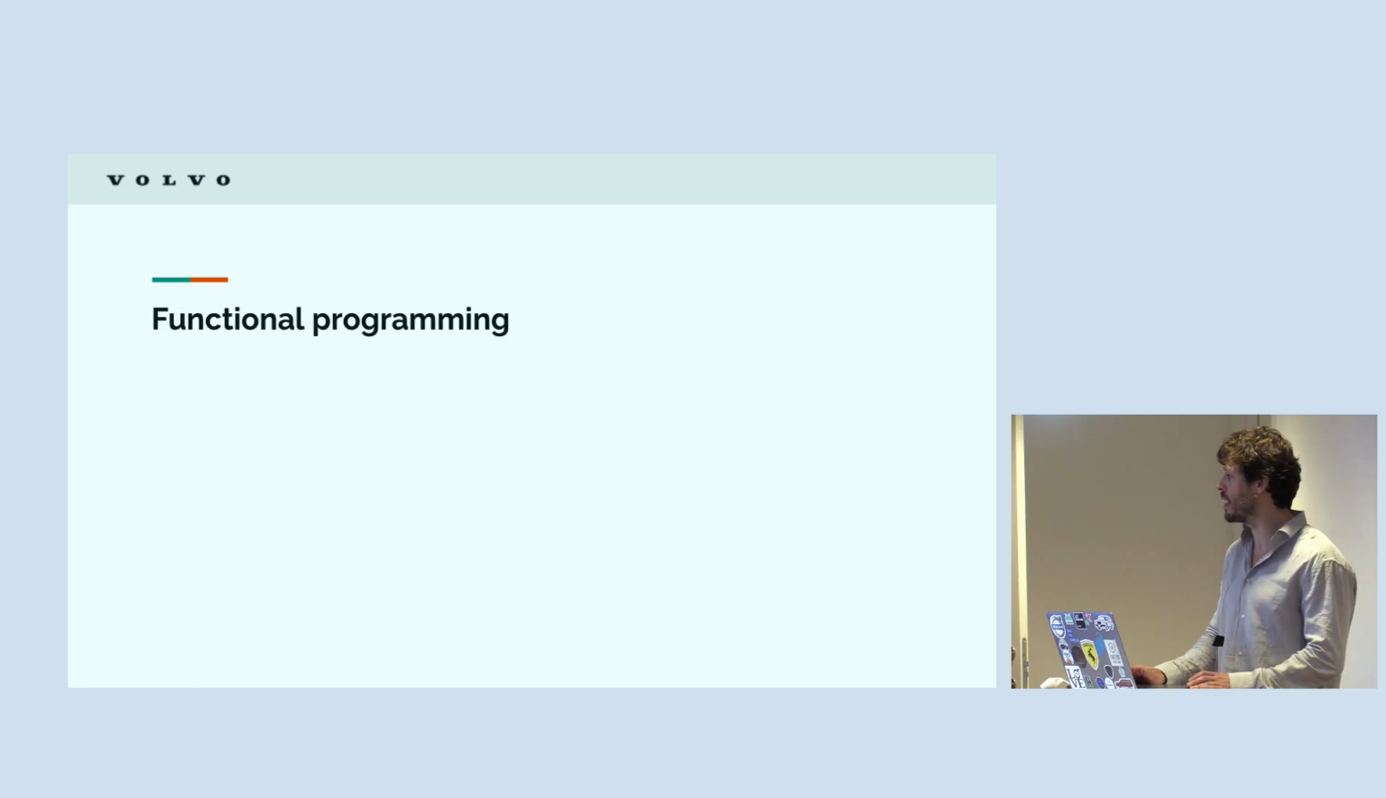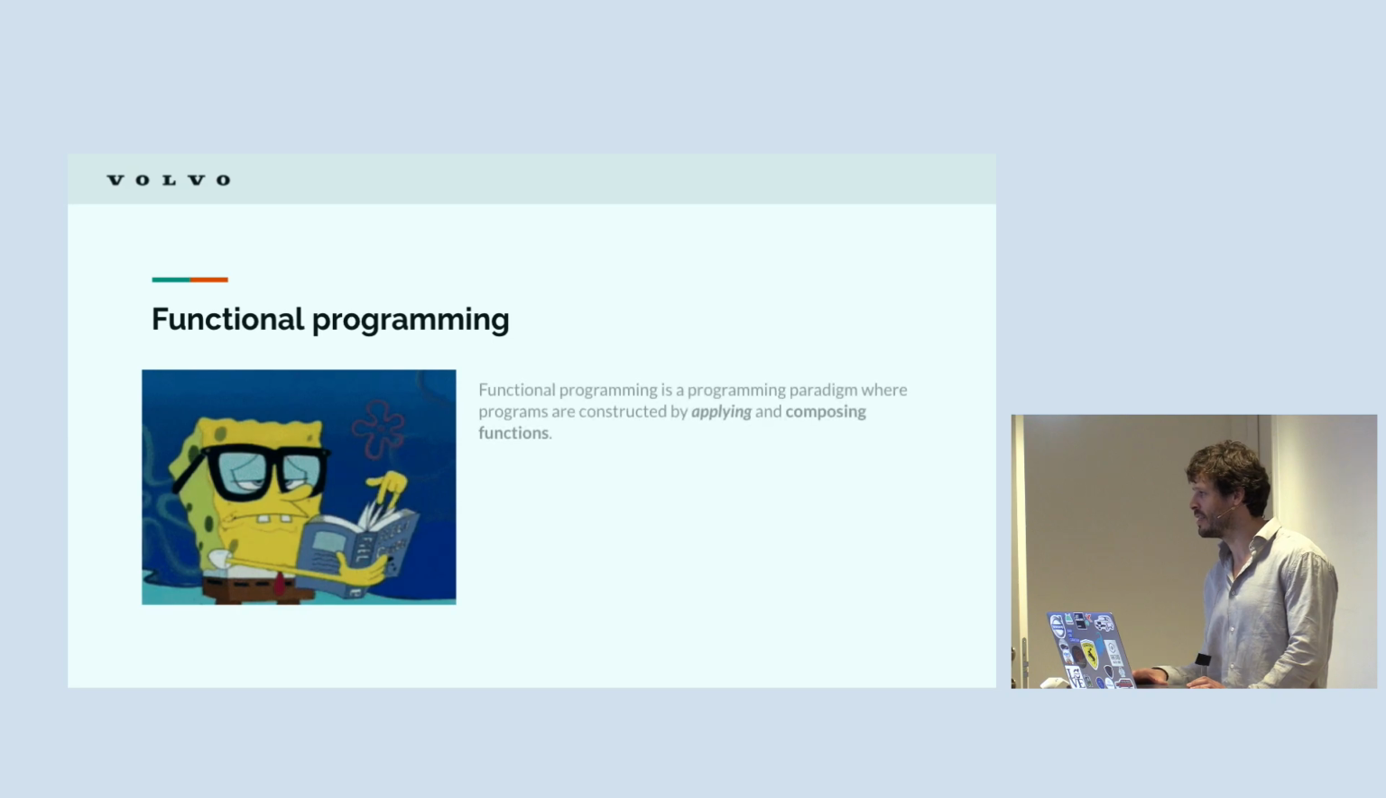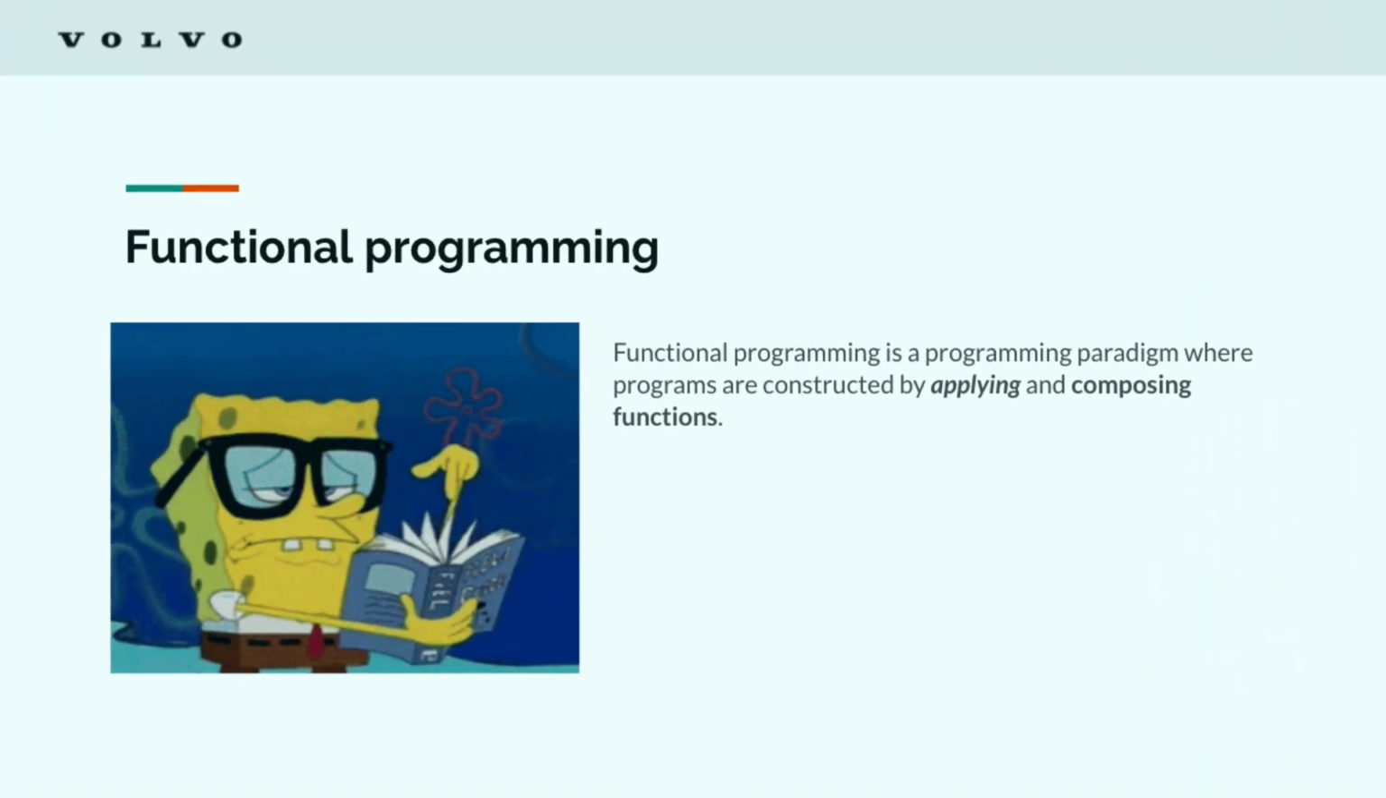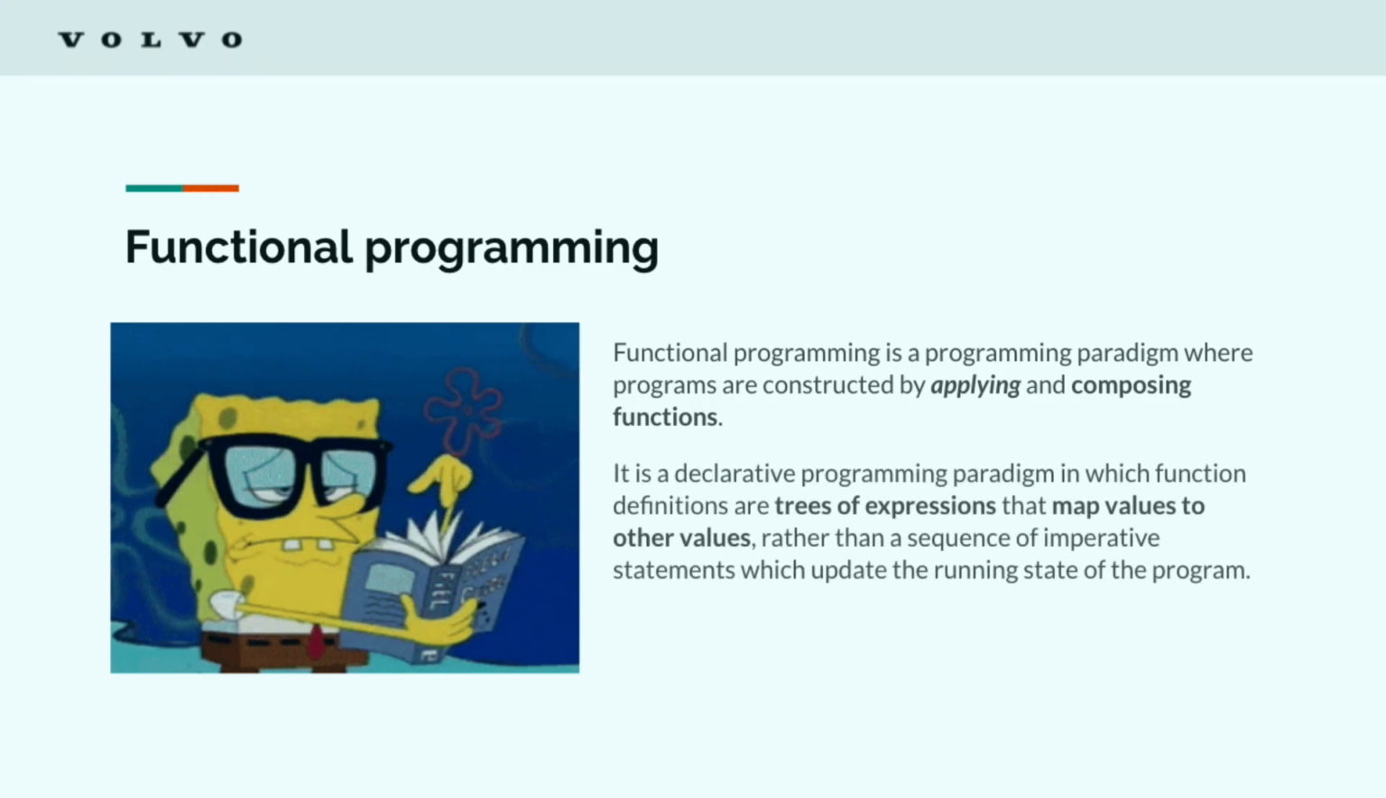So let's go one step behind and try to define functional programming. Like every good software engineer, we go to Wikipedia and we find the definition. Functional programming is a programming paradigm where programs are constructed by applying and composing functions. Not only that, but it is a declarative programming paradigm, in which function definitions are trees of expressions that map values to other values, and they do not, or try not to, change the running state, right?